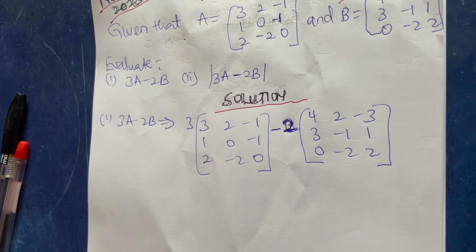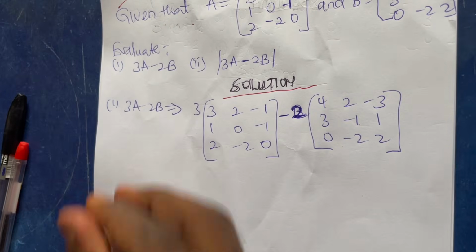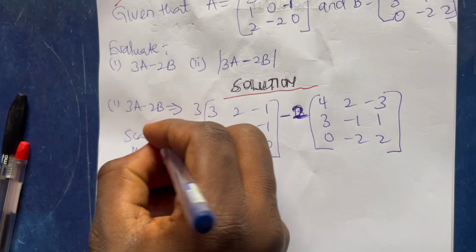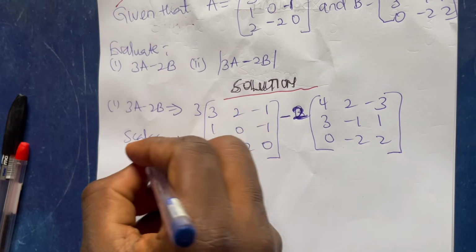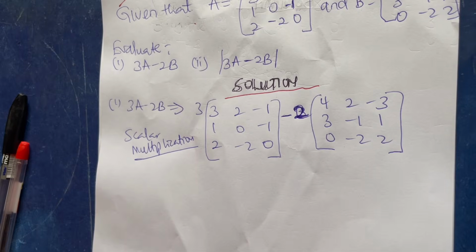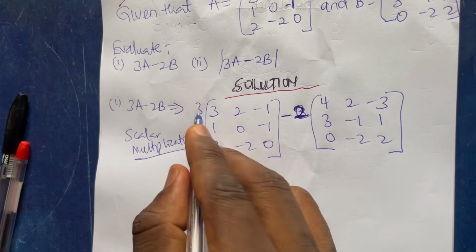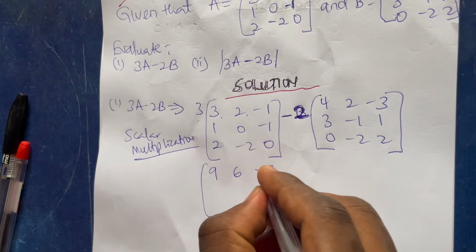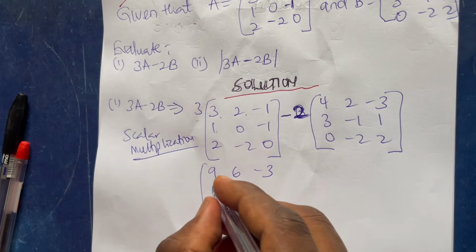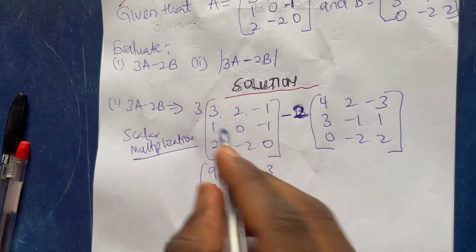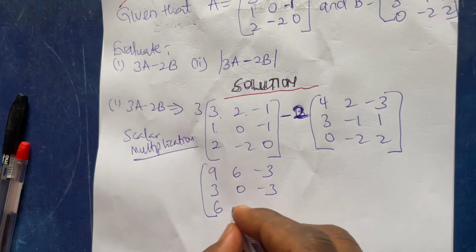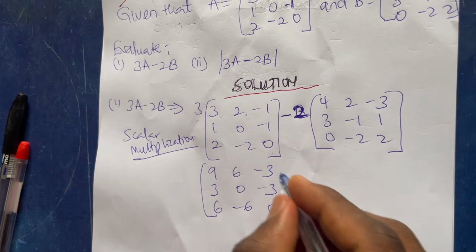So now let us do a scalar multiplication. I want to do a scalar multiplication now by saying 3 times 3 is 9, 3 times 2 is 6, 3 times minus 1 is minus 3, 3 times 1 is 3, 3 times 0 is 0, 3 times minus 1 is minus 3, 3 times 2 is 6, 3 times minus 2 is minus 6, 3 times 0 is 0.